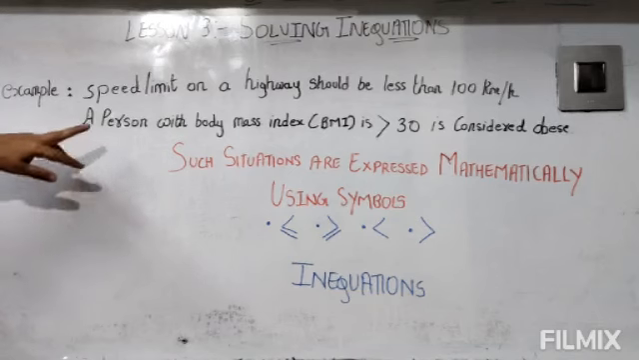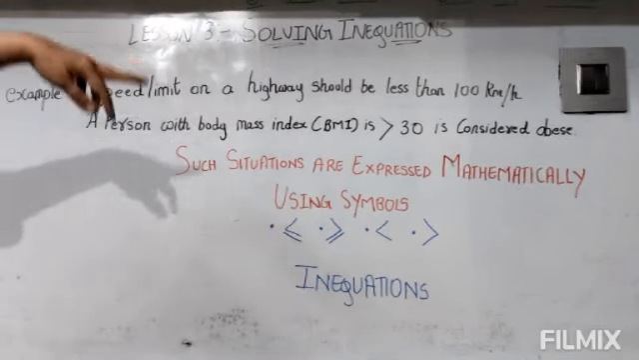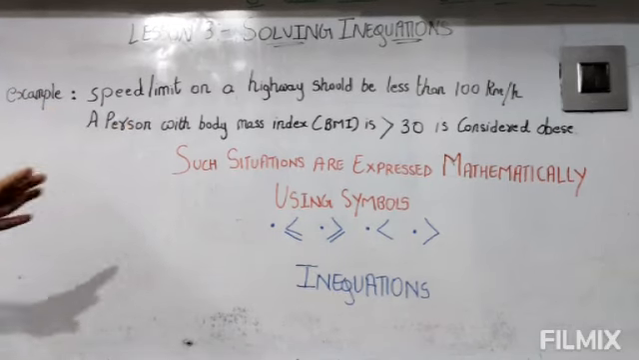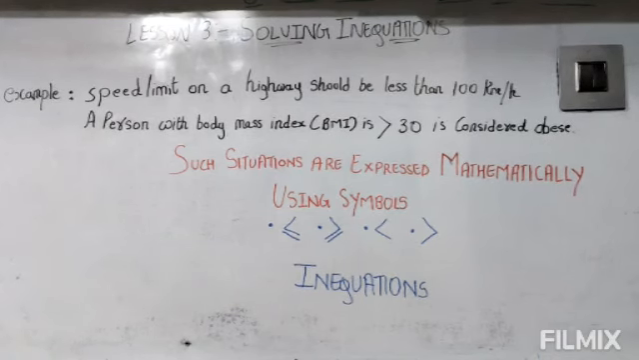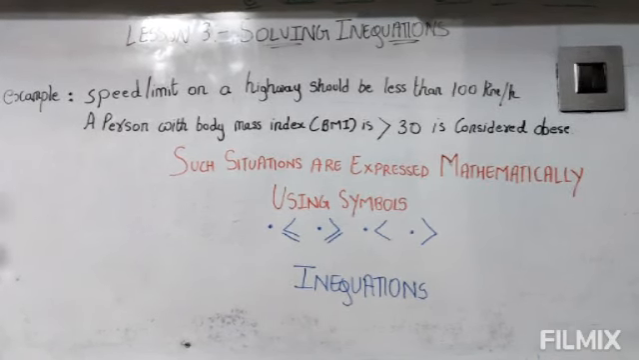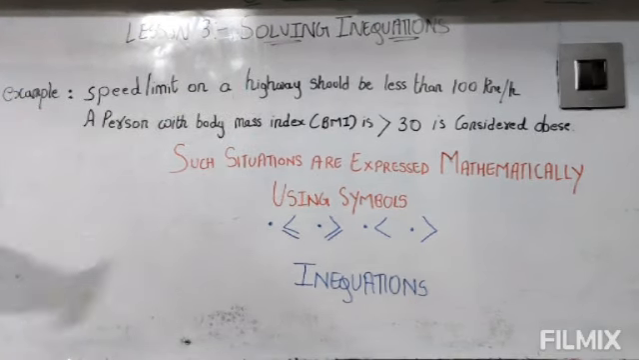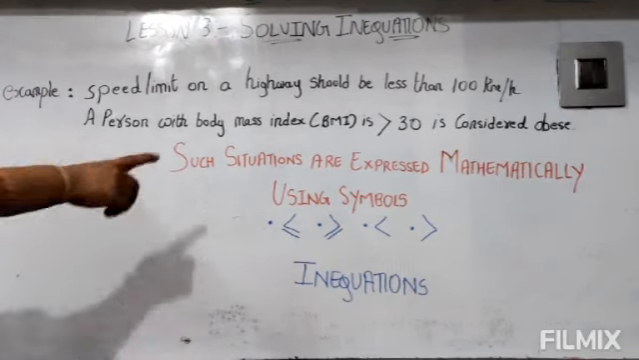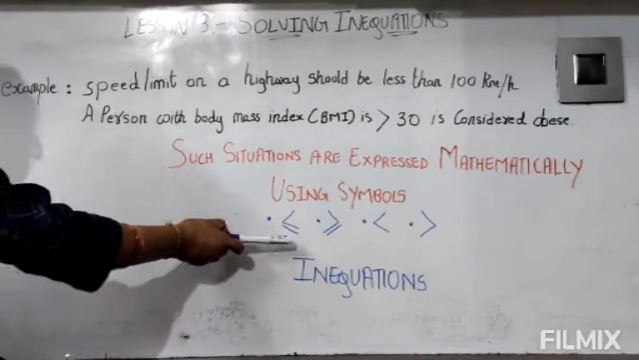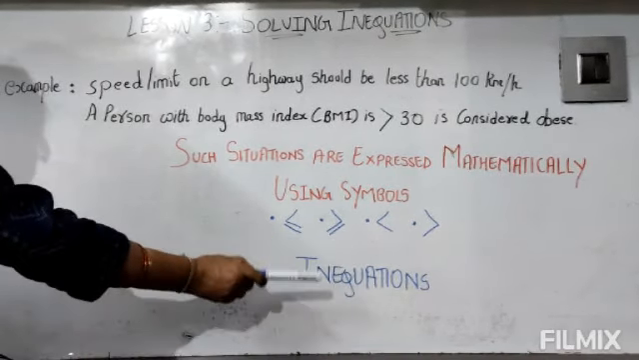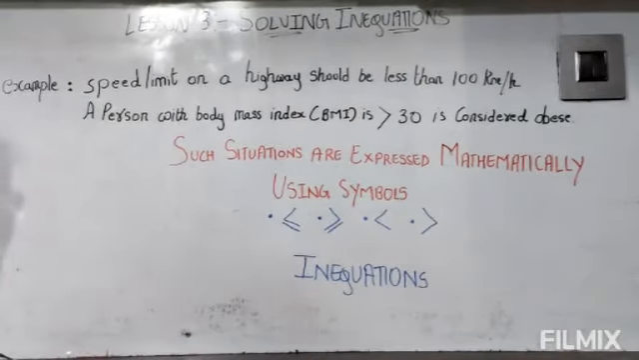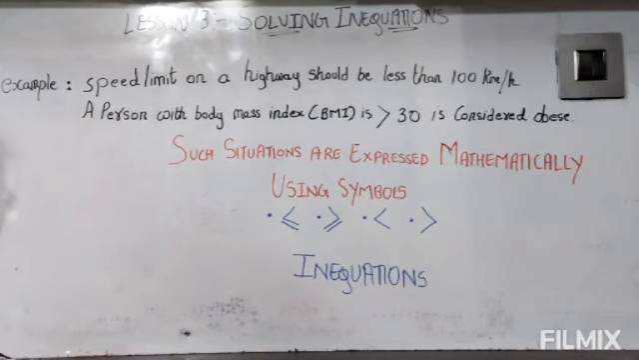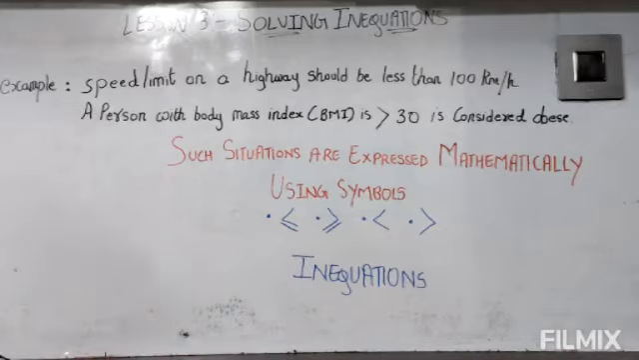And one more thing, a person with body mass index greater than 30 is considered obese. Greater than 30, have they given you the perfect number? Either it is 31, 32, or 40. So that person is considered obese. Such situations are expressed mathematically using the symbols lesser than or equal to, greater than or equal to, lesser than, greater than. These are called inequations.